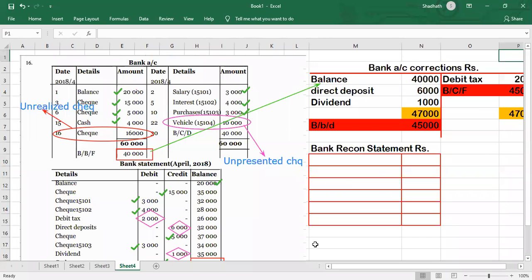So how are we going to prepare it? Draw the lines quickly. The bank account balance 40,000 is taken to the bank account correction. After correcting the bank account, that corrected 45,000 is taken to the bank reconciliation statement. Now we have two problems to solve. Number one, unrealized check. Number two, unpresented check. Okay, let's come to the unrealized check.